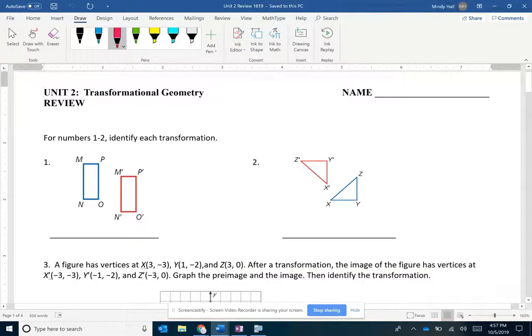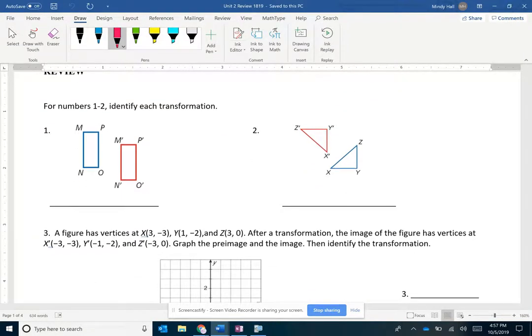Somehow we are already at the end of Unit 2, and we are reviewing for the test that's coming up soon. So, starting with number 1 and 2, we are just identifying each transformation. So going from the blue to the red shape, that would be a translation. And then for number 2, going from the blue shape to the red shape again, this one would be a rotation because that shape is just twisting around.